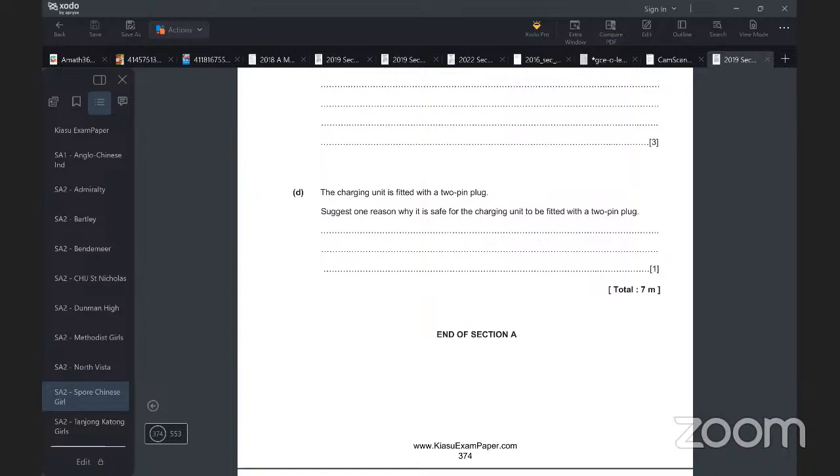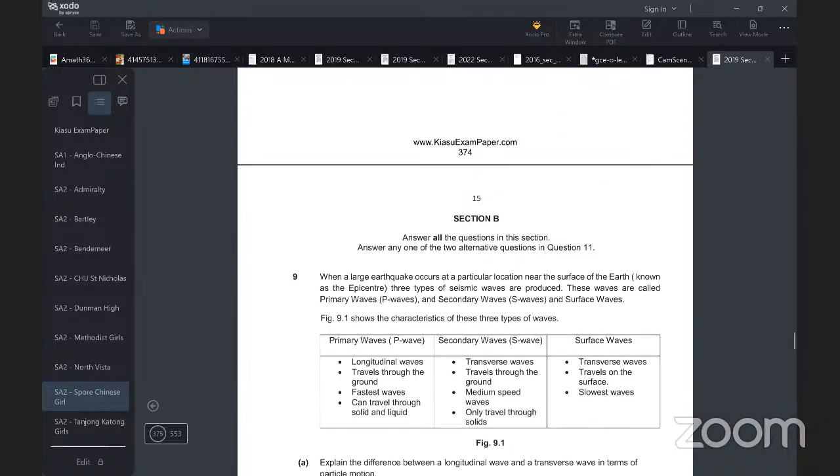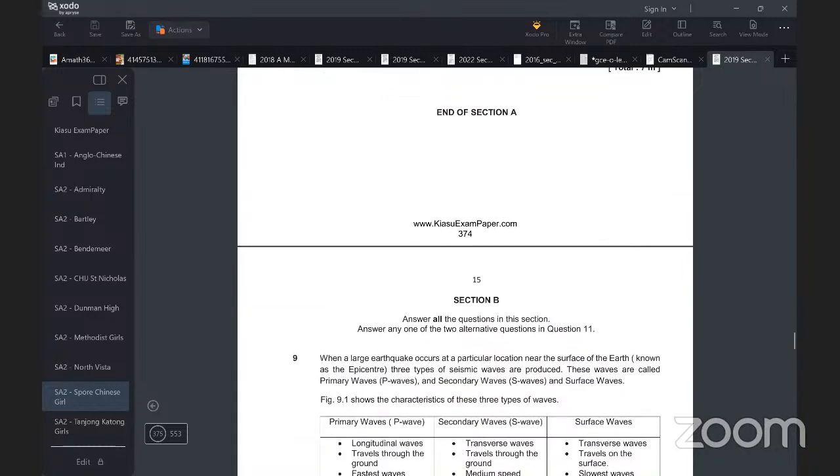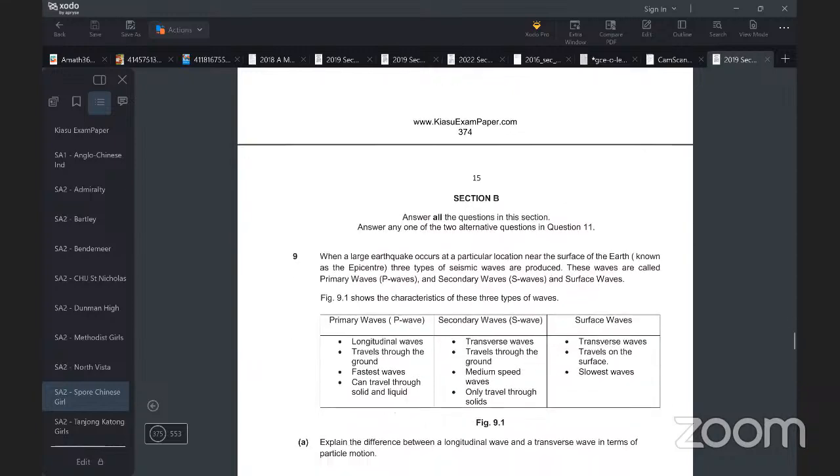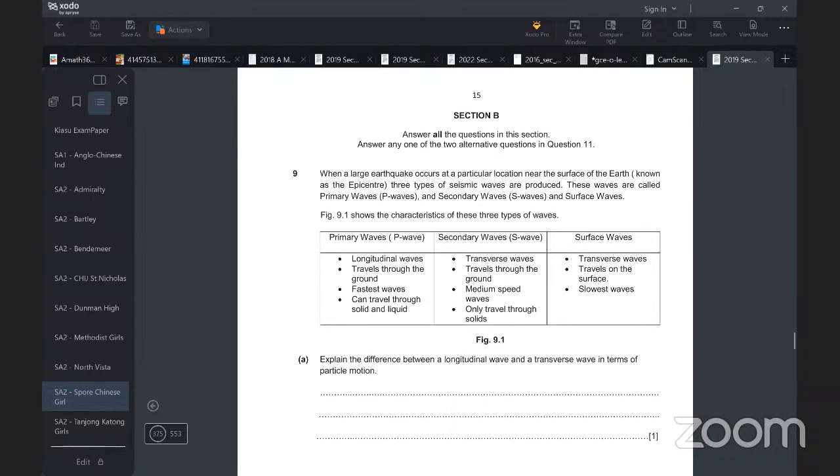And therefore, you practice for it from now on. And therefore, if you're successful in prelim, that's really something. Another reason why it's scarier is because you still have section B to contend with. Section B: answer all the questions in this section, answer any one of the two. Same thing with chemistry, right? In chemistry, the first question of section B is always the longest one.